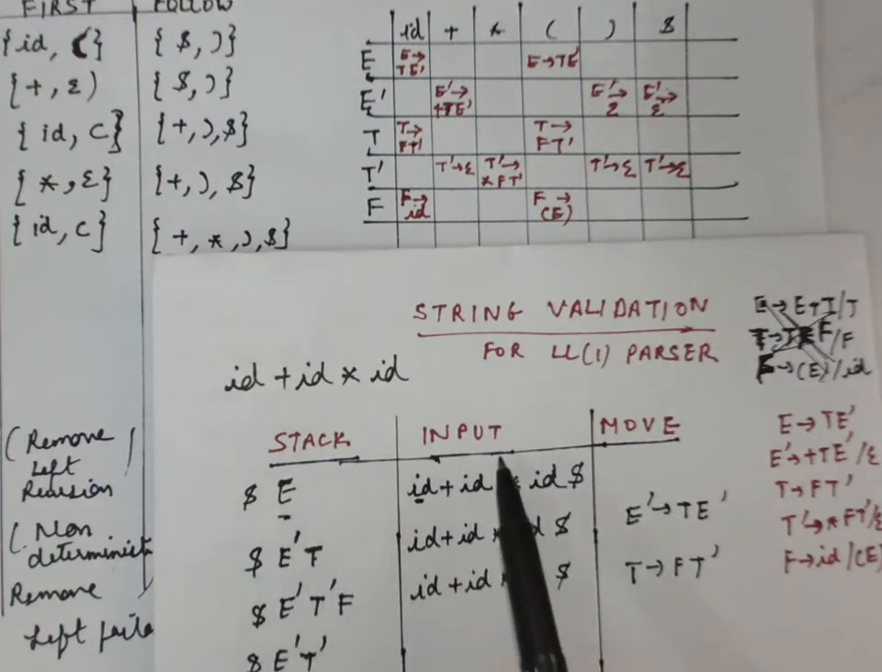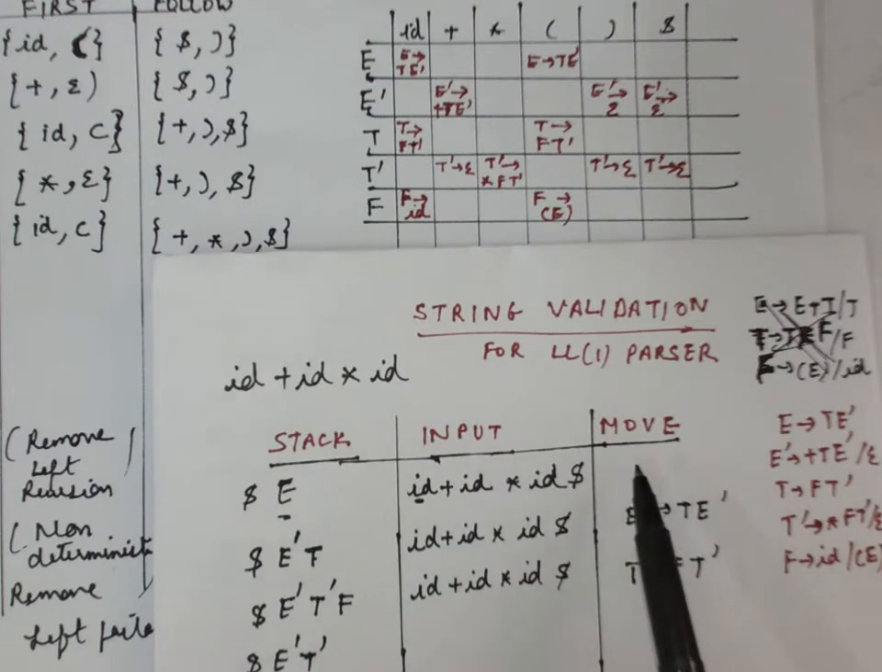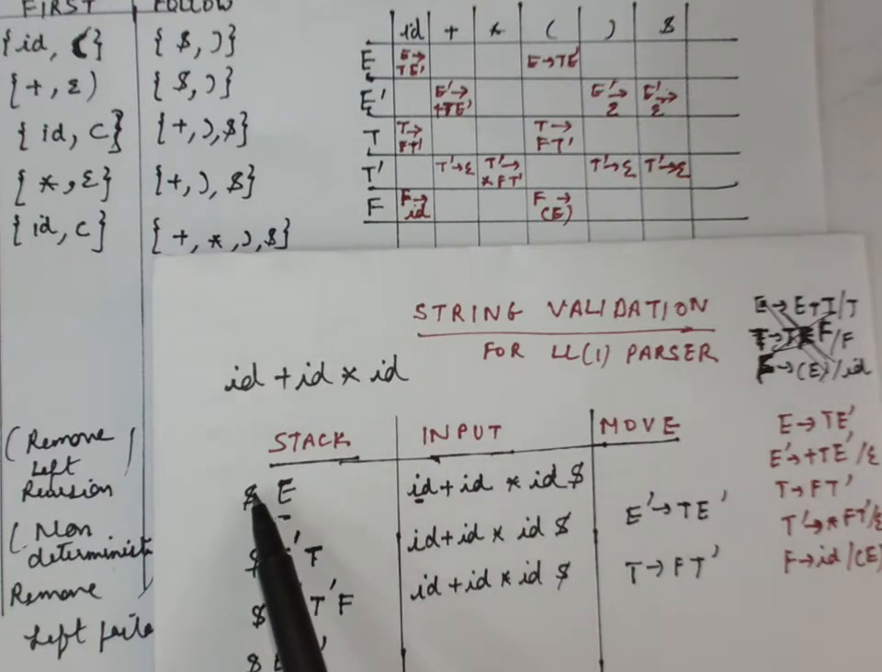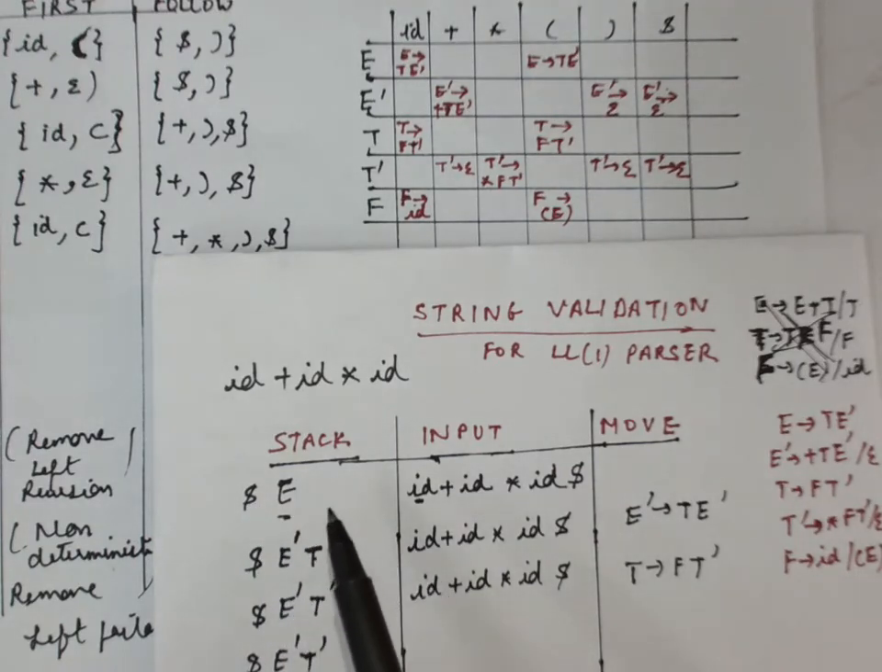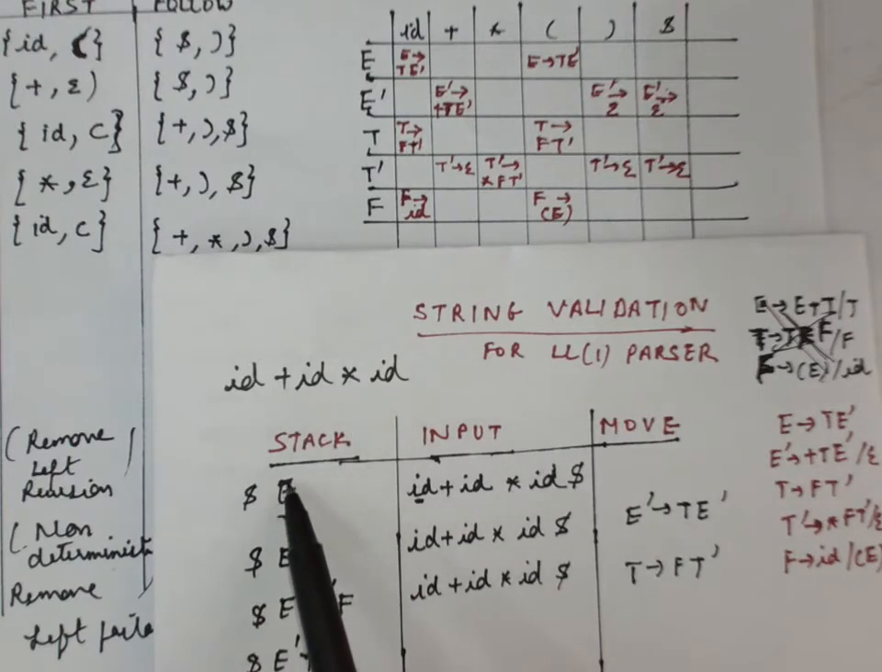We have a stack, we have an input, and we have the set of moves. In the stack, we put a dollar over here. This dollar shows the bottom of the stack, so the stack should not be empty. And you put E, the starting symbol of your grammar, on the stack. So this is the starting thing.